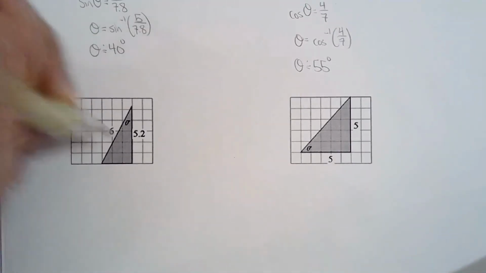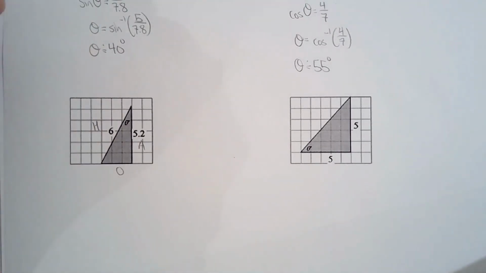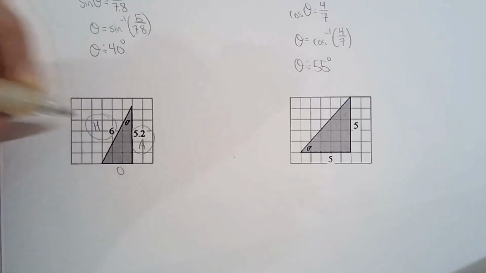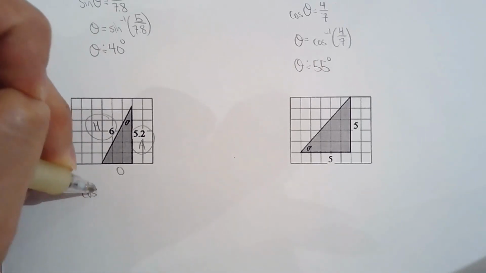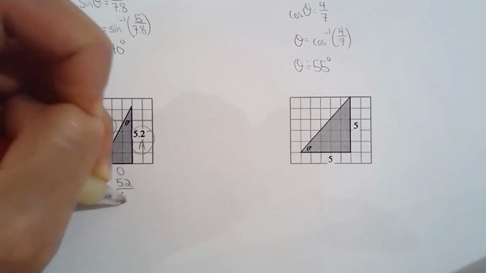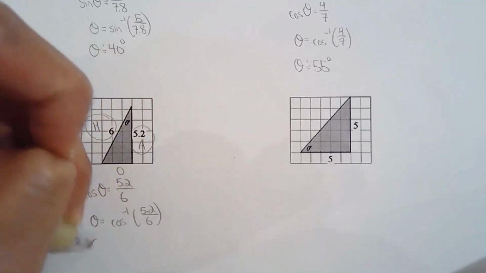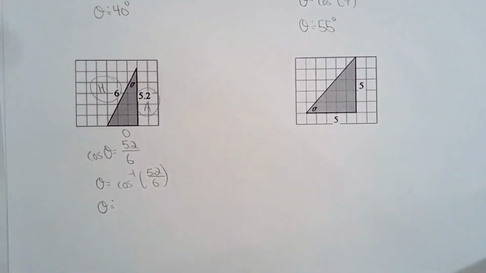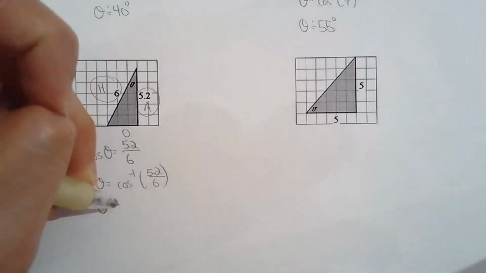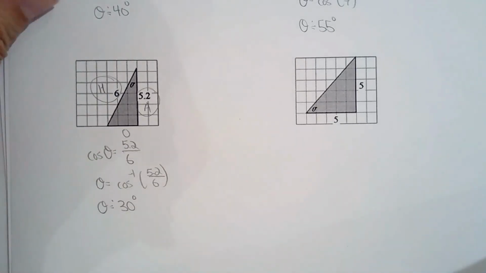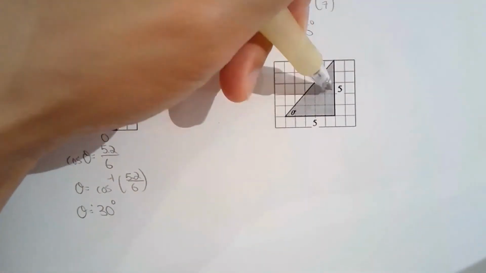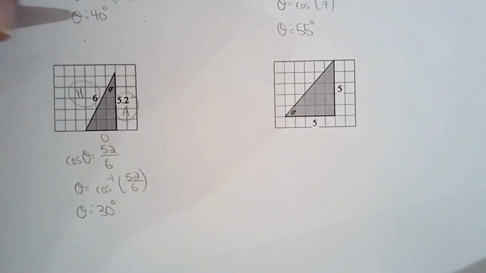Over here we have hypotenuse, adjacent, opposite. So which ratio do we have? We have the cosine ratio. Cosine of theta is 5.2 over 6. And if that's the case, I can use the calculator to determine the acute angle. So we're looking at about 30 degrees. And this one, you know what? I'm not going to use my calculator. It's the right isosceles triangle. I know the angle must be 45 degrees.